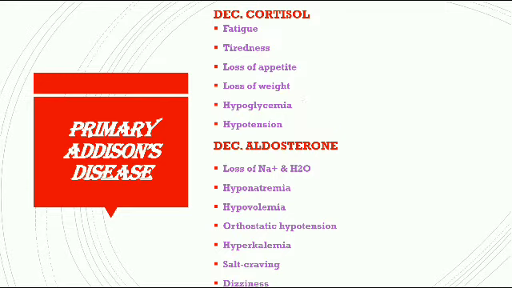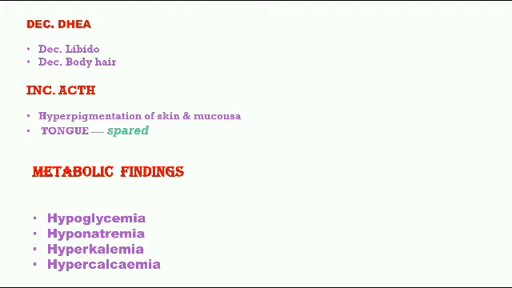Now if there is a decrease in the concentration of aldosterone, what will happen? Because aldosterone is decreasing, there will be loss of sodium and water. Why? Because aldosterone will not be able to reabsorb sodium and water, hence leading to hypovolemia as well as hyponatremia. Now what will this lead to? It will lead to orthostatic hypotension. Since aldosterone is decreased, it won't be able to secrete potassium in the urine, so there will be hyperkalemia. And of course, since there is loss of salt, the patient will have salt craving and there will be dizziness.